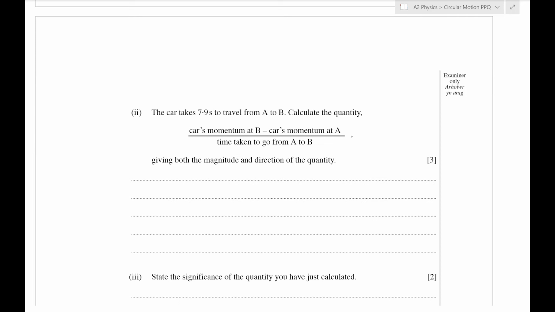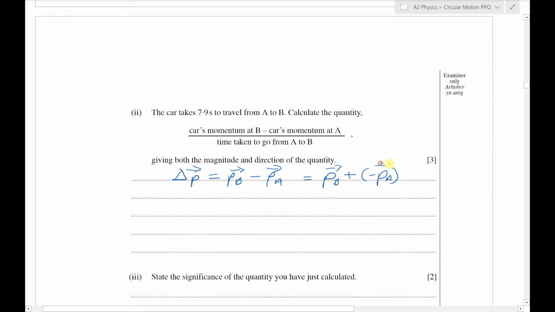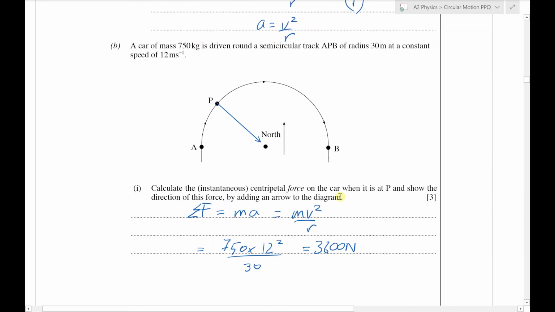So we've got to remember that if we want to subtract a vector, let me just give you an example here. If I want to find the change of momentum, which is the momentum at B take away the momentum at A, then we do that by taking the momentum at B and adding to it the negative of the momentum at A. So the momentum at B, going back to the diagram, would be a downward momentum. The momentum at A would be an upward momentum. So negative of the momentum at A would be a downward momentum.